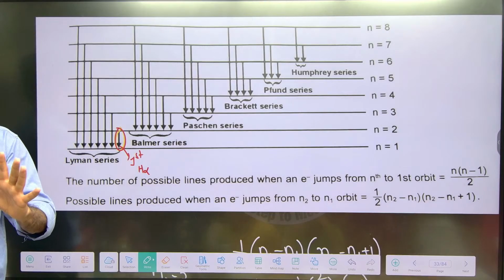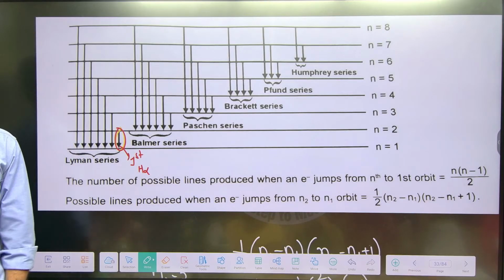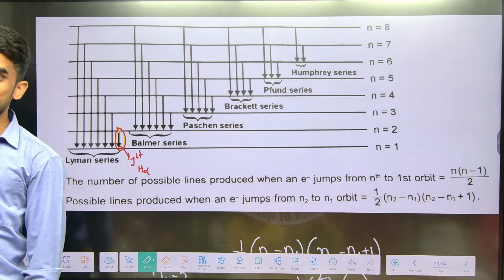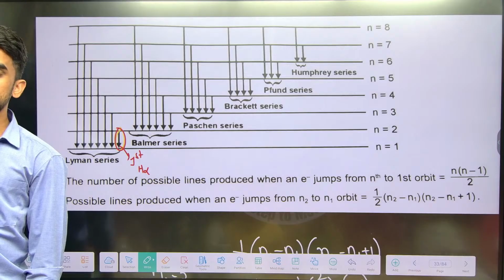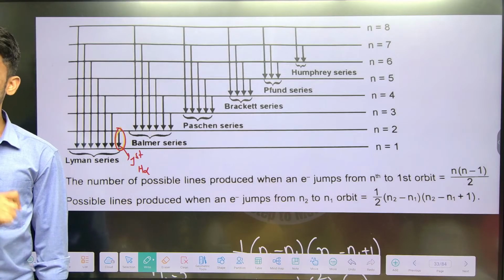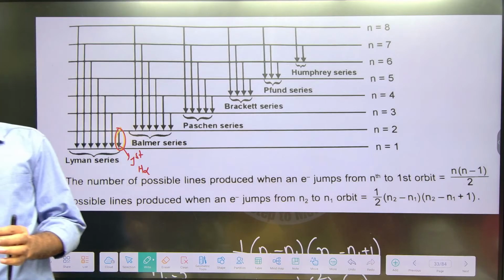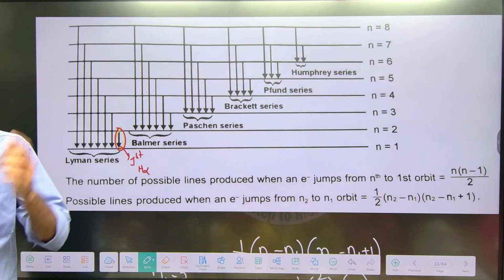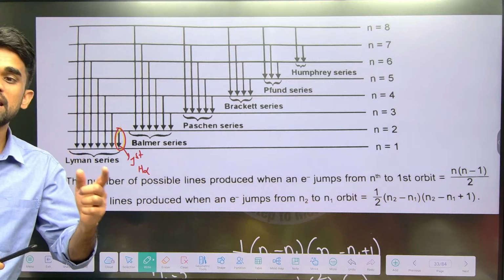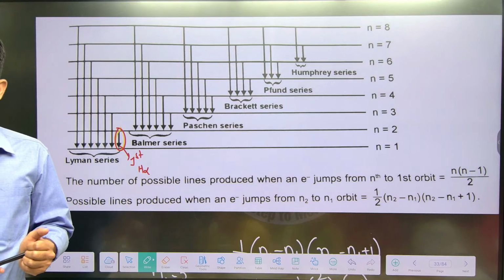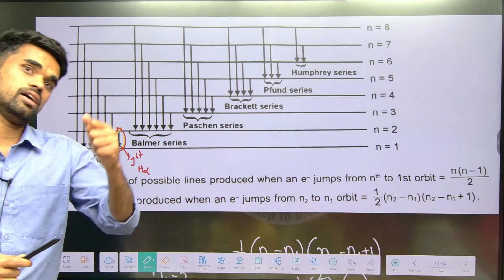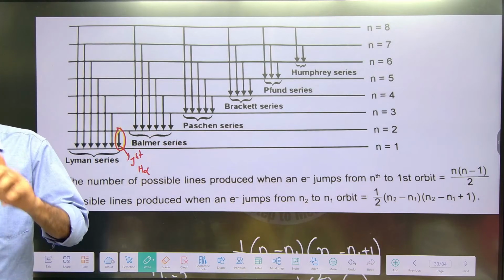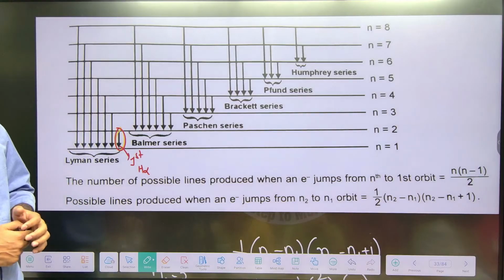Last line means infinite to 1, you can say it like that. Now the same for Balmer series: the first line is 3 to 2, or H alpha line of Balmer series, and then the H infinite line of Balmer series. Got this now? Next one.